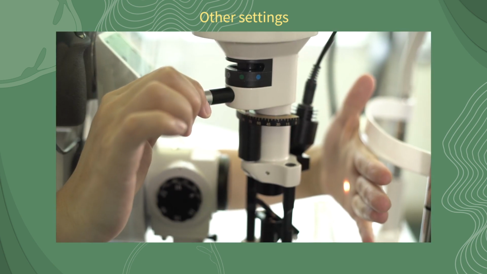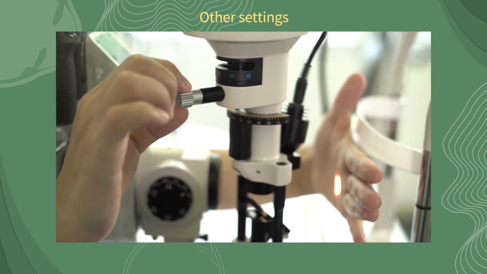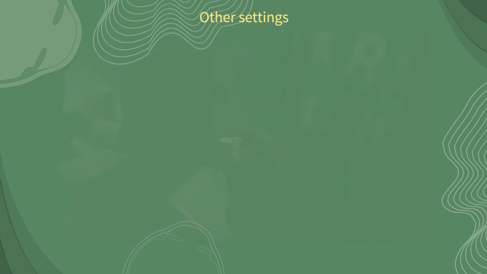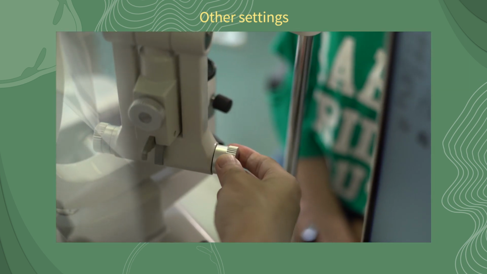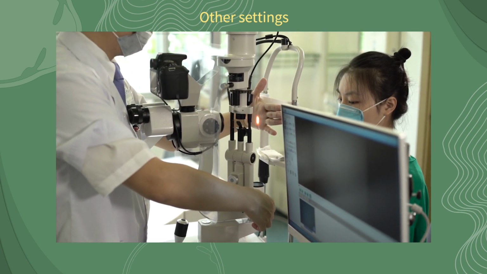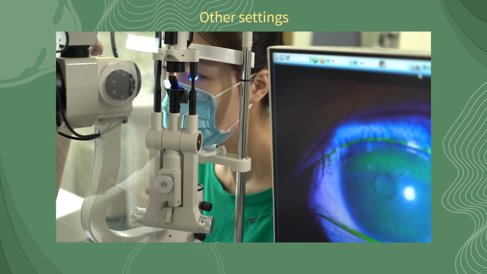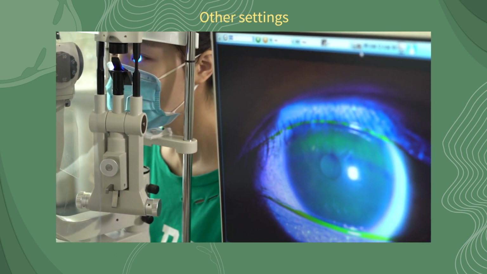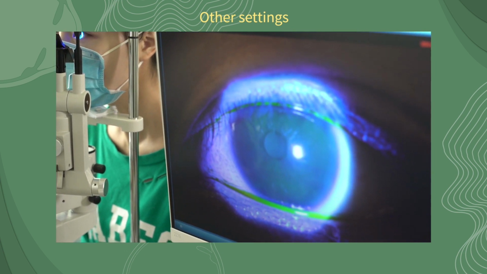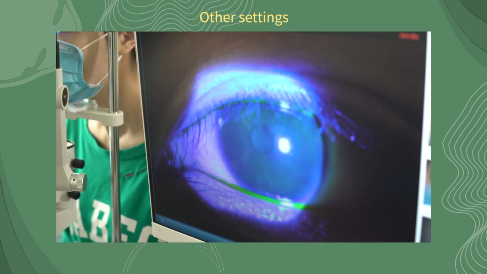The height of the slit beam can be used to measure length, such as the diameter of the cornea. A wide beam provides a diffuse illumination, while a slit beam provides an optical section. Different angles can provide different optical sections. The blue color is used for illumination of fluorescent staining, which can highlight the abnormality of corneal epithelium and tear film.